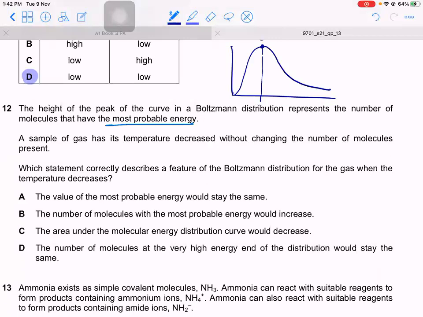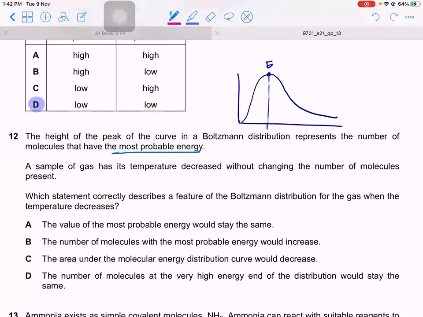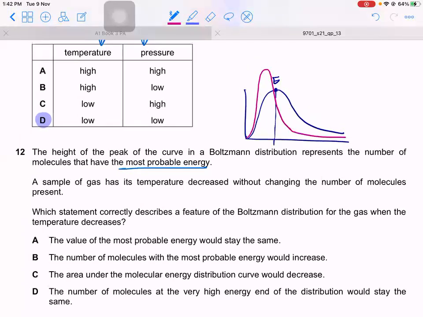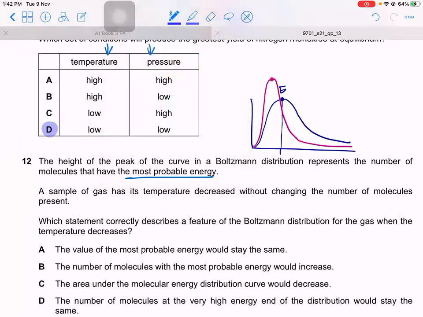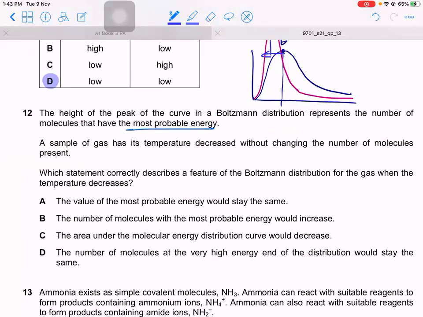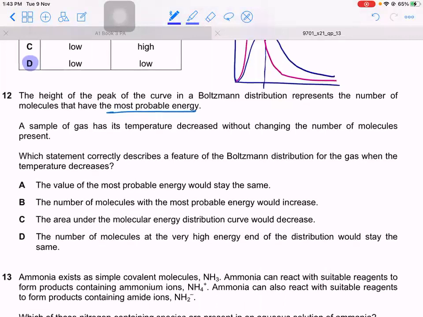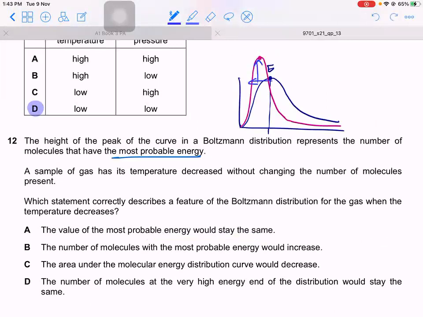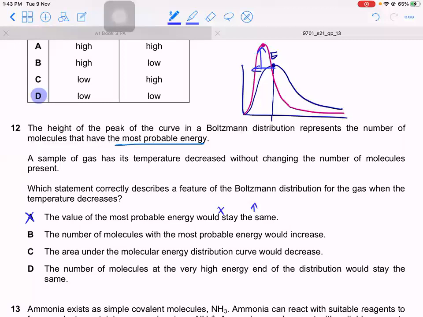A sample of gas has its temperature decreased without changing the number of moles. So you're decreasing the temperature. How will the curve shift? It will contract and increase in height because the number of moles needs to stay the same. Yes, that's what happens when you decrease the temperature. What happens to the most probable energy? It shifts to the left and upwards. Which statement describes the features of the curve when temperature decreases? The value of most probable energy would stay the same. Does it stay the same? No, it increases. That can't be the answer. The number of molecules with most probable energy would increase.